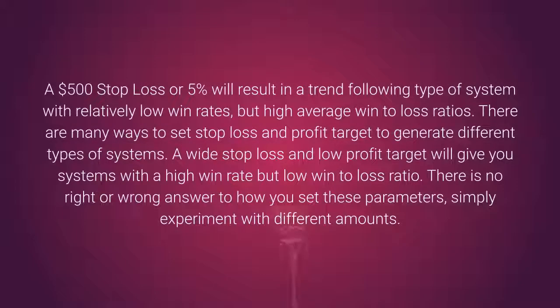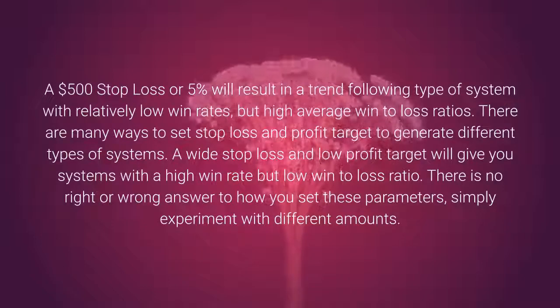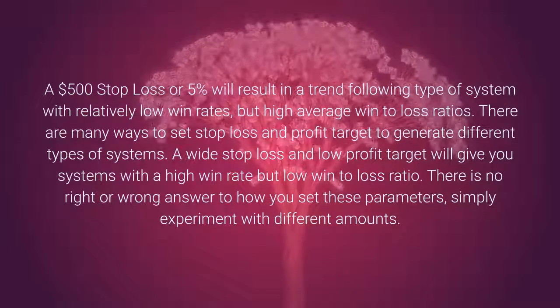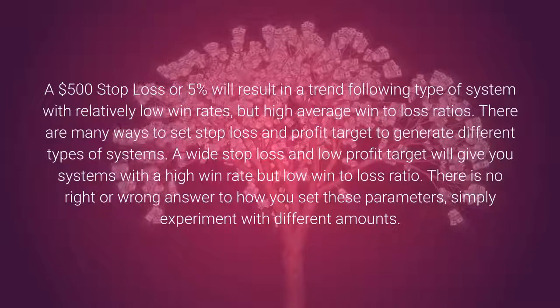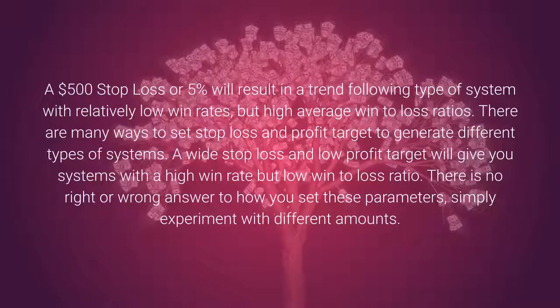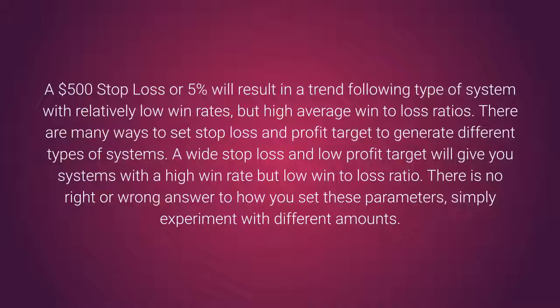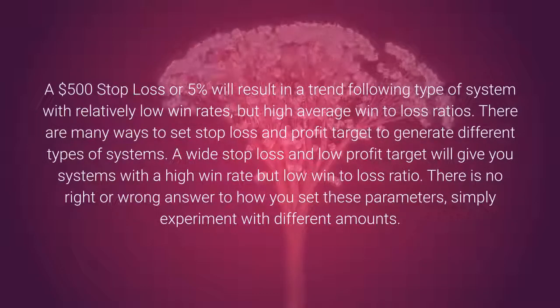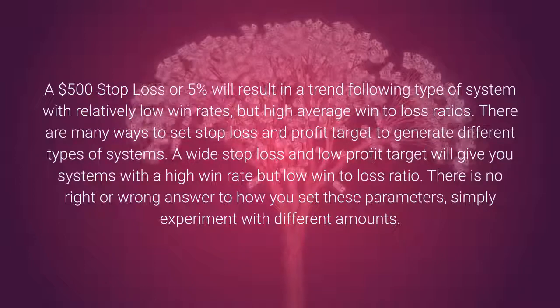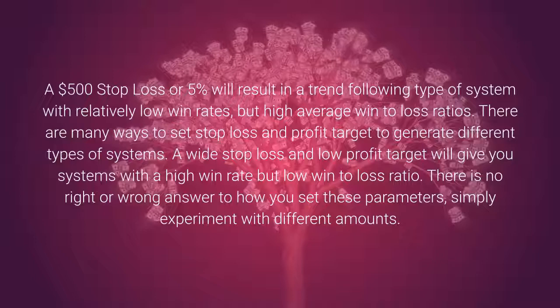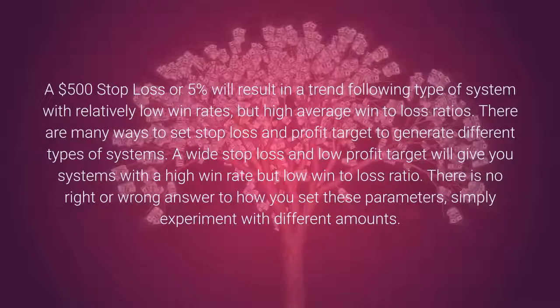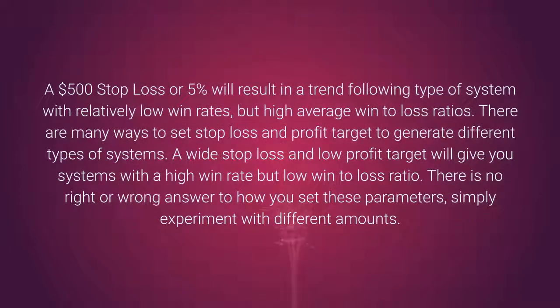A $500 stop loss, or 5%, will result in a trend following type of system with relatively low win rates, but high average win to loss ratios. There are many ways to set stop loss and profit target to generate different types of systems. A wide stop loss and low profit target will give you systems with a high win rate but low win to loss ratio. There is no right or wrong answer to how you set these parameters, simply experiment with different amounts.